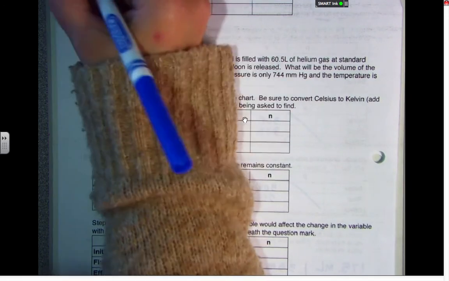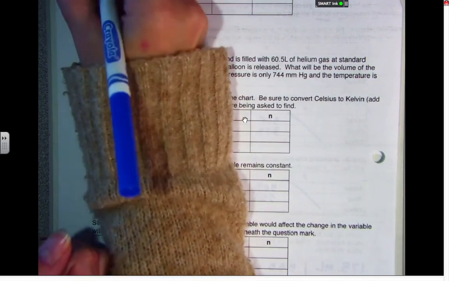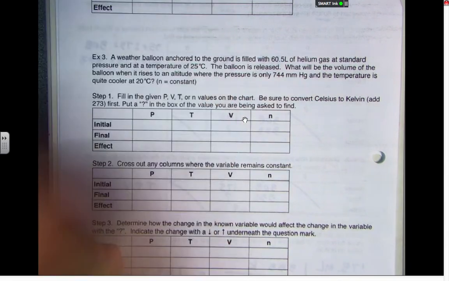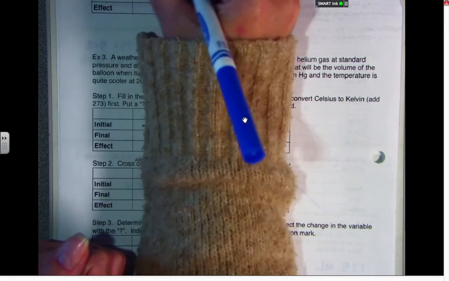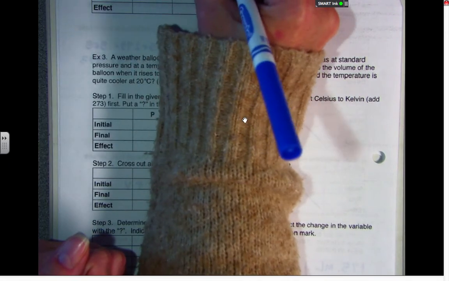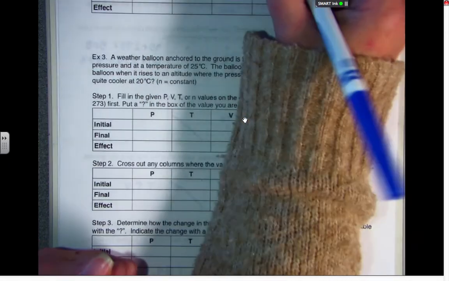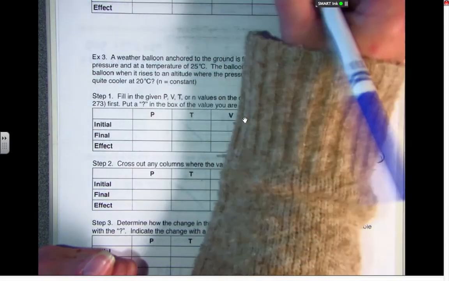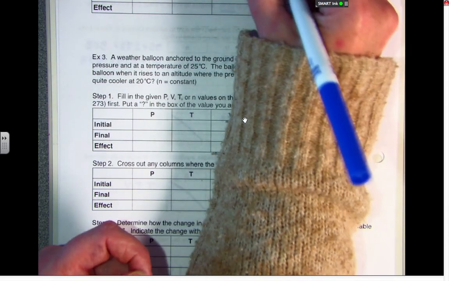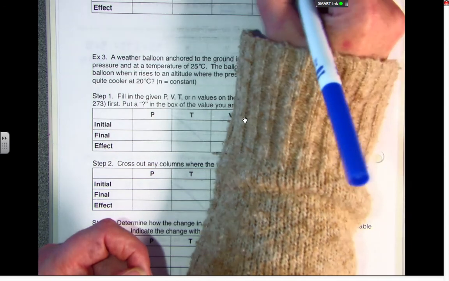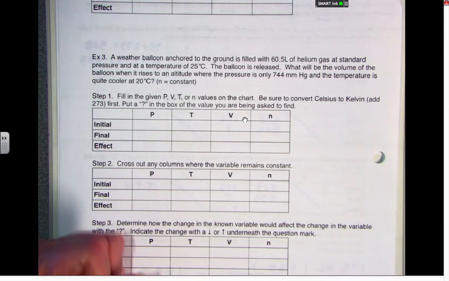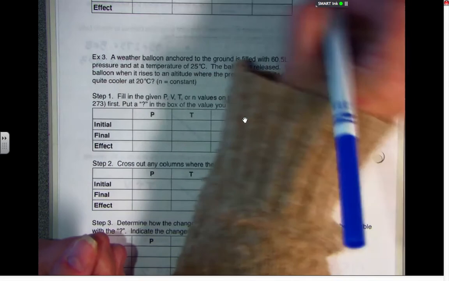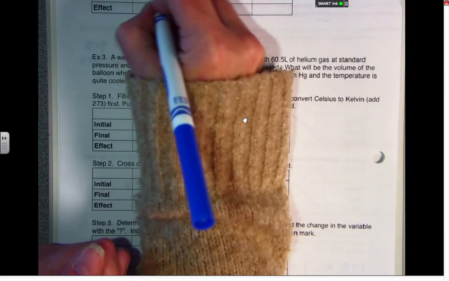STP, we read about briefly the other day. STP is 1 ATM or 760 millimeters of mercury, also 760 torr, also 101.3 kPa, and 14.7 psi. So choose one of those. I quite often stick with ATMs. Standard pressure means it's at 1 ATM.